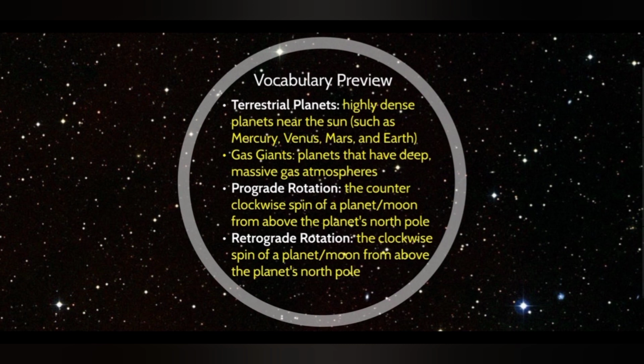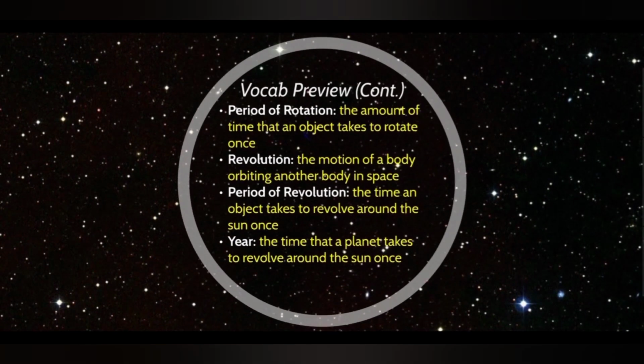Prograde rotation is the counterclockwise spin of a planet or moon from above the planet's north pole, and retrograde rotation is the clockwise spin of a planet or moon from above the planet's north pole. Period of rotation is the amount of time that an object takes to rotate once. Revolution is the motion of a body orbiting another body in space. Period of revolution is the time an object takes to revolve around the Sun once, in a year.